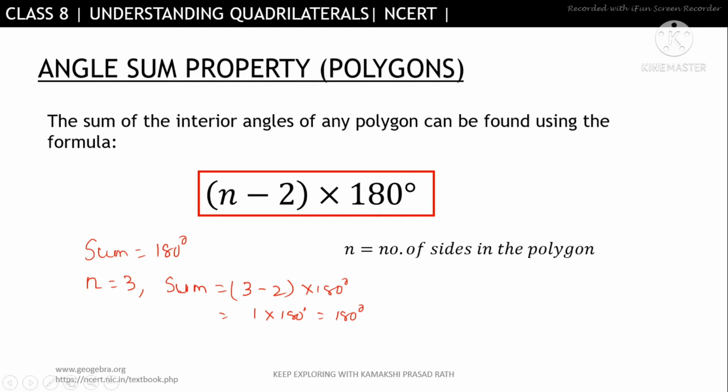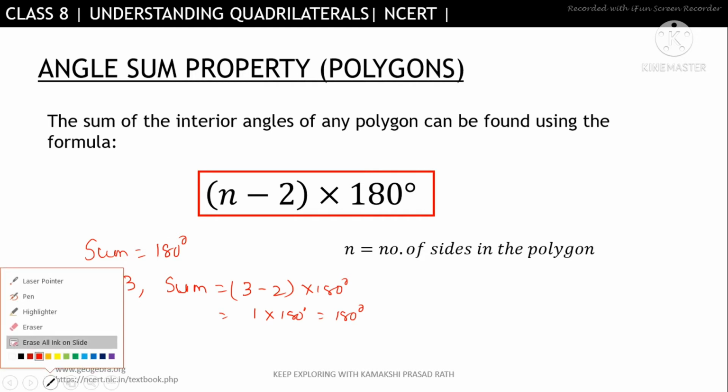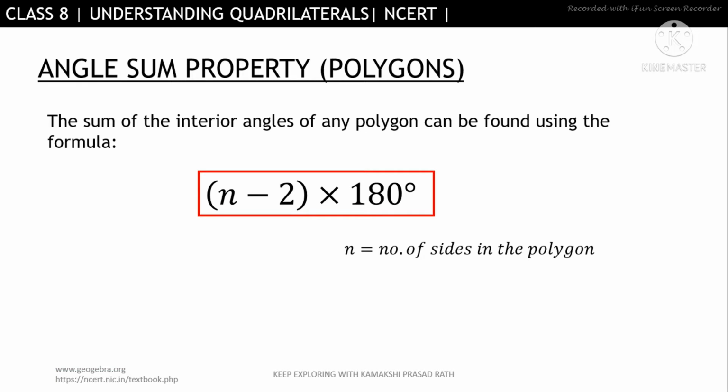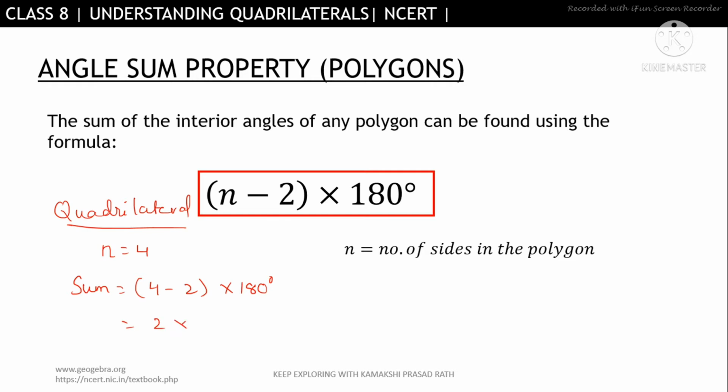Now let's consider a quadrilateral. A quadrilateral has 4 sides, so n equals 4. The sum of the interior angles will be (n minus 2), that is (4 minus 2) multiplied by 180 degrees. 4 minus 2 gives 2, and 2 multiplied by 180 gives 360 degrees. So always remember the sum of the interior angles of a quadrilateral is 360 degrees.